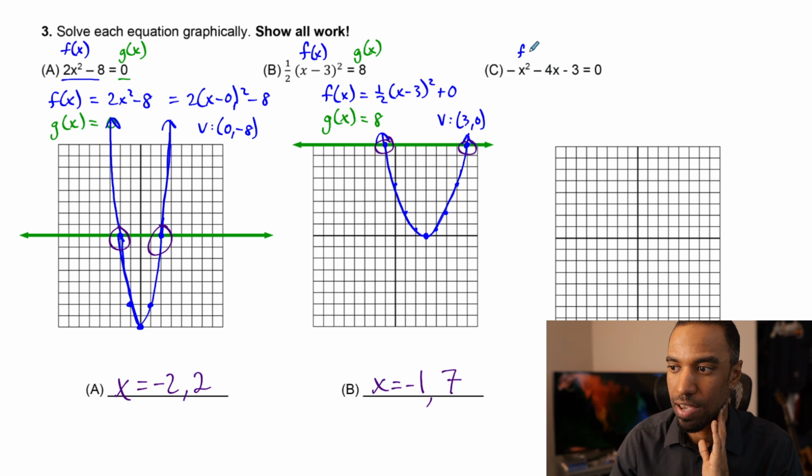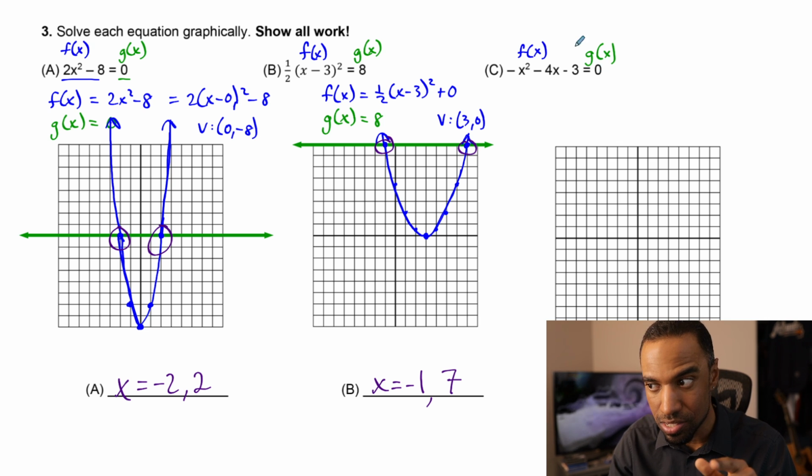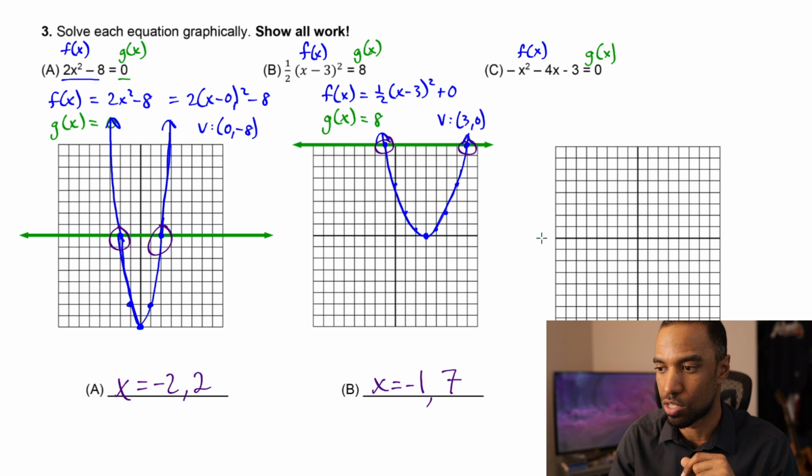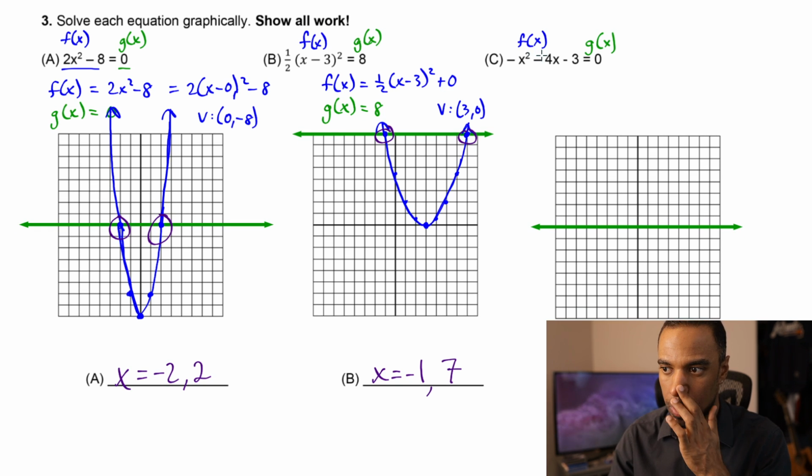So here's my f of x equation right here. Here's my g of x. I'm not going to rewrite them one more time. You know what I mean. F of x is this. G of x is this. And what's this? Well, this is the x-axis, just like this. One more time. Boom. All right, now I have this one, this f of x guy.